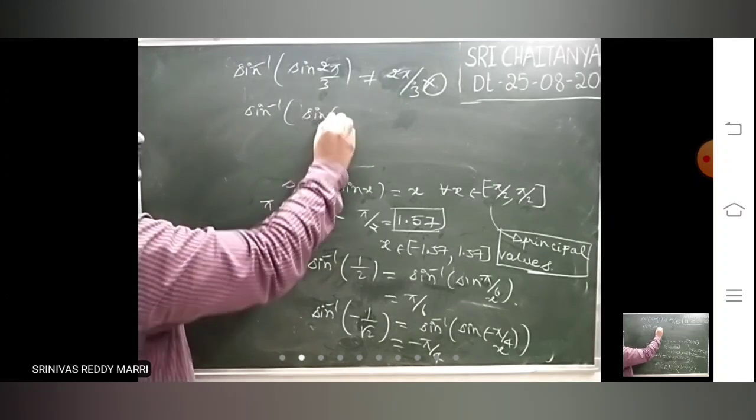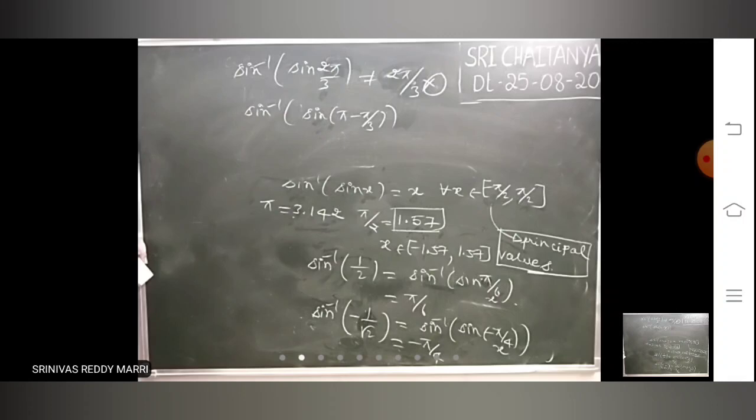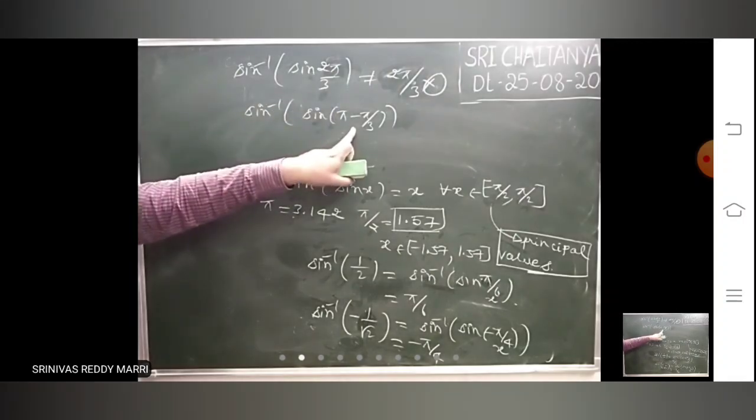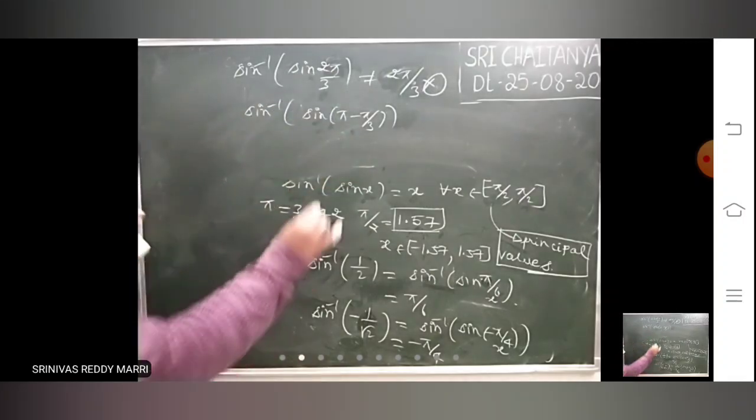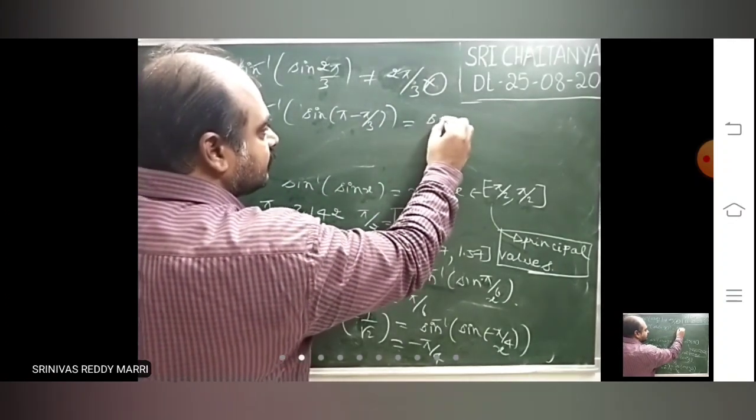Right? First, what you do is you calculate the value. Sine inverse, you write like this. Change the angle. 2 pi by 3 is nothing but pi minus pi by 3. Sine of 180 minus theta is what?